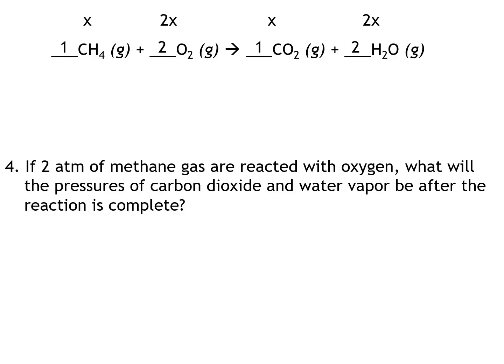All right, so the next one is just another example. So same reaction, different numbers. So you have 2 atmospheres of CH4 are reacted with oxygen. It wants to know what the pressures of carbon dioxide and water vapor will be separately after the reaction is complete. So we write down what we know. So you have 2 atmospheres of CH4. So that means it's going to be 2 atmospheres of CO2 and 4 atmospheres worth of water vapor.